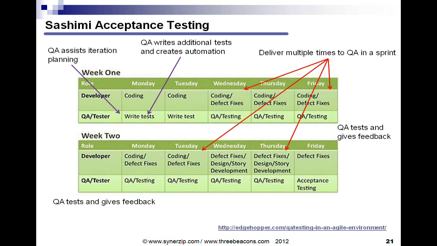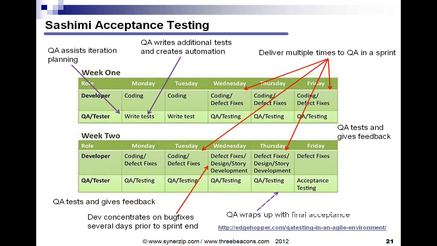So the QA person tests and gives feedback as quickly as they can, because tick-tock, the meter's running on this 2 weeks. And then towards the end, the developers start concentrating on fixing any bugs that have been reported, and you want to start doing that several days towards the end of the sprint. And then a day or so before the end of the sprint, the QA person wraps up with retest and final acceptance. So that's how it all can be done within a 2-week cycle.